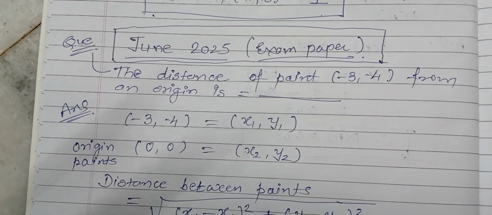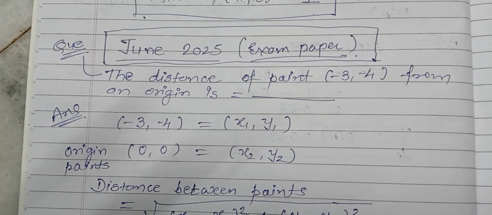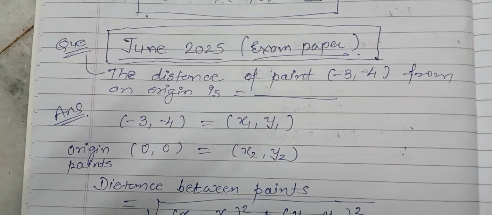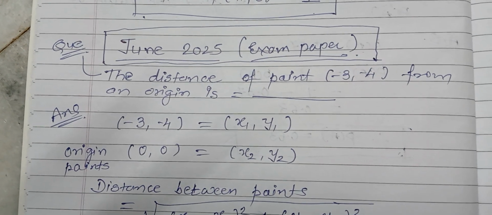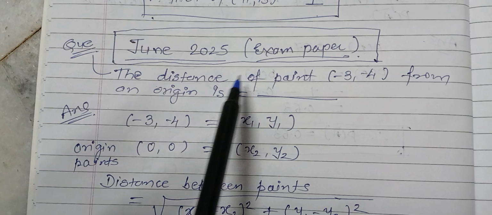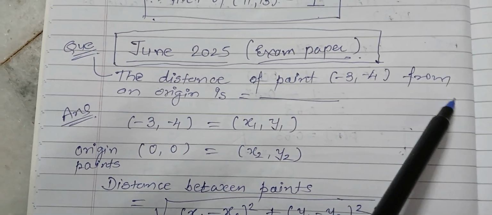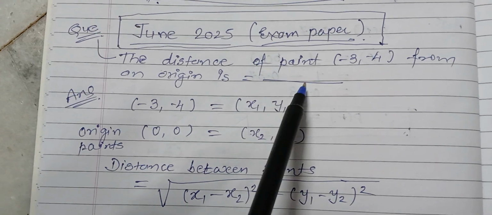In today's video, what we will learn? June 2025 examination paper, class 10th maths subject MCQs. Okay, so the question is: the distance of point (-3, -4) from an origin is what?